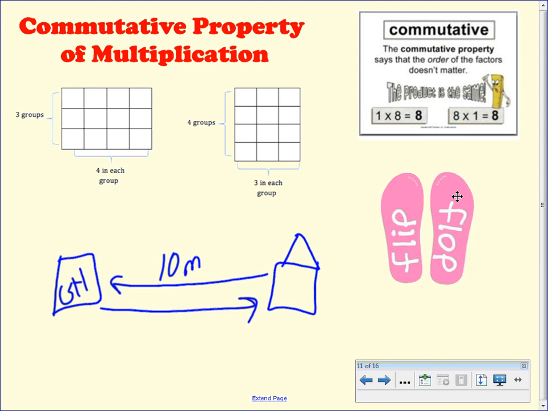Now, I'm going to stop the video because we have a sprint to do. So let's see how we do. Take out a sheet of loose-leaf paper quickly.